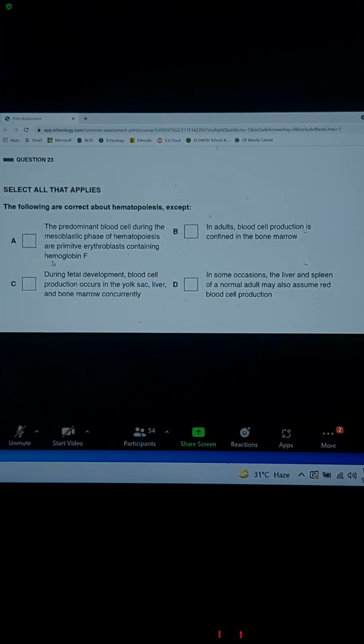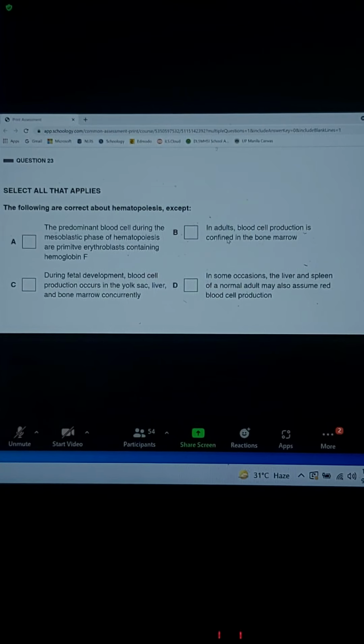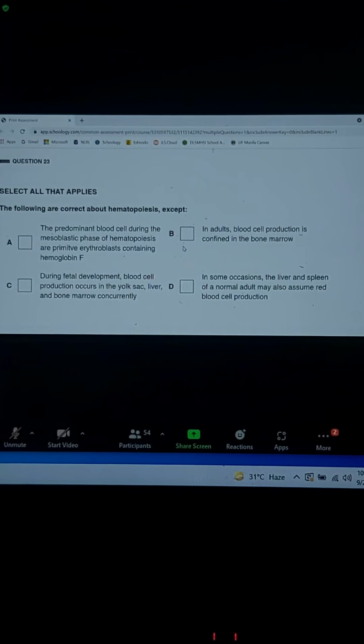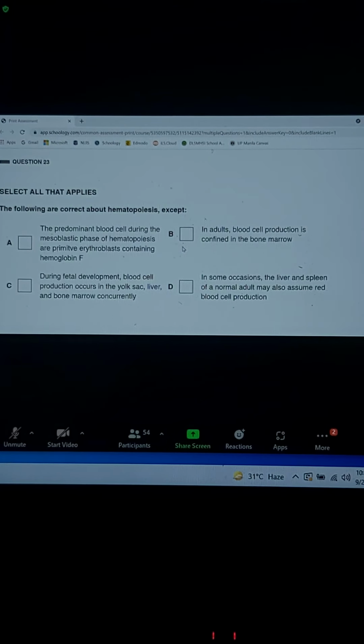Letter B po. Letter E po. Letter C po ba? B or D? D na lang po. B as in boy or D as in dog? D na lang po.